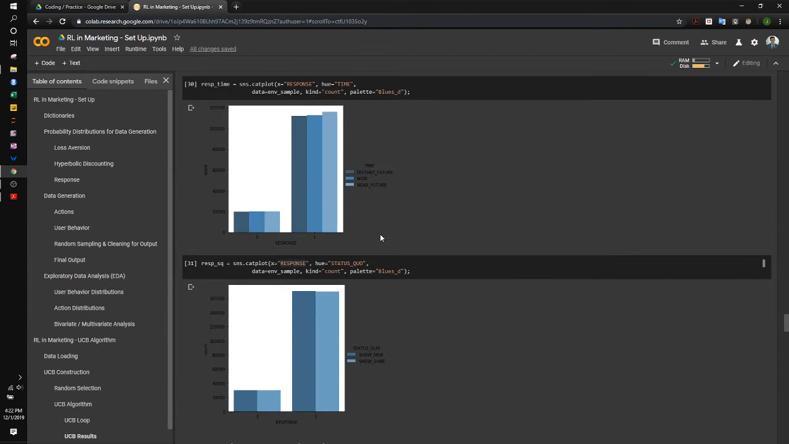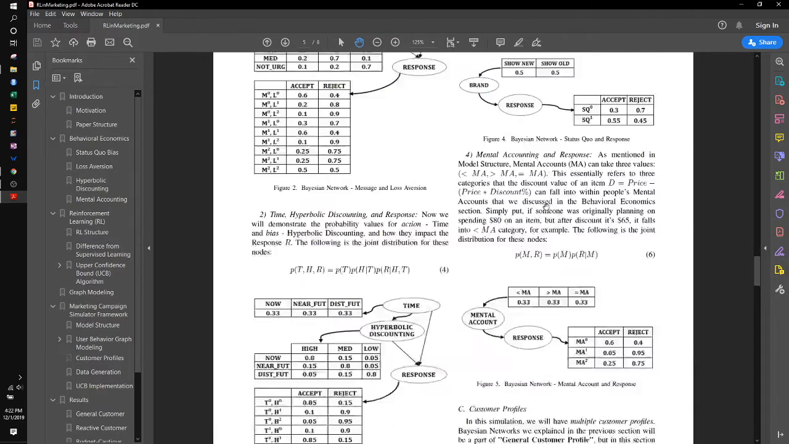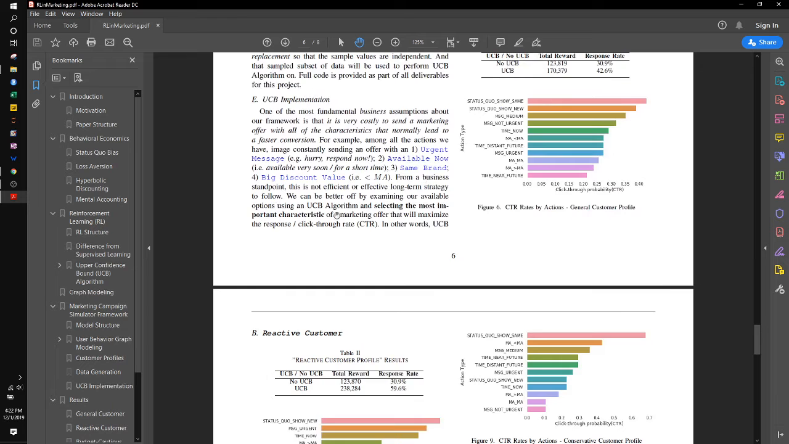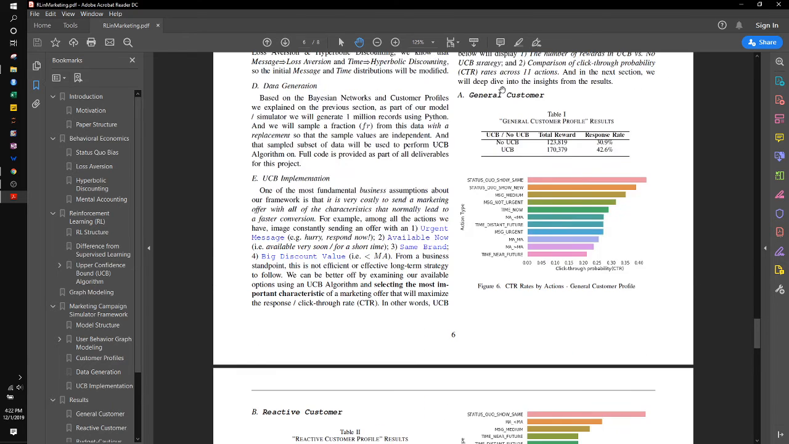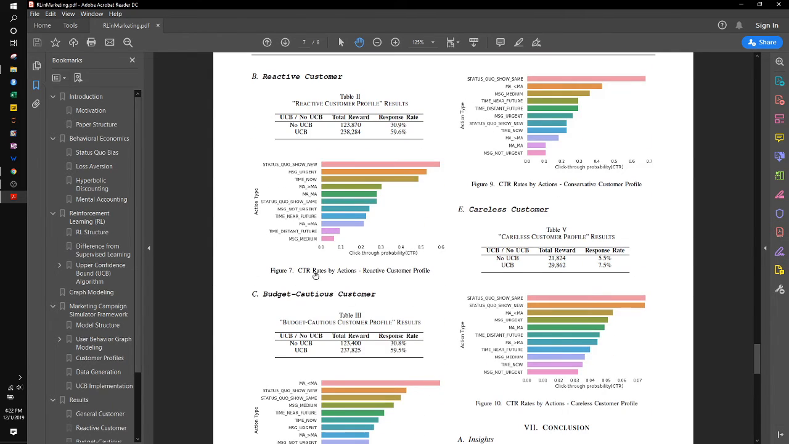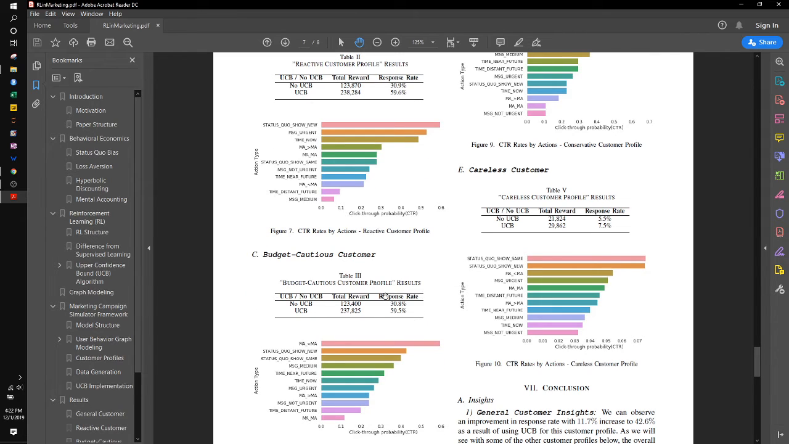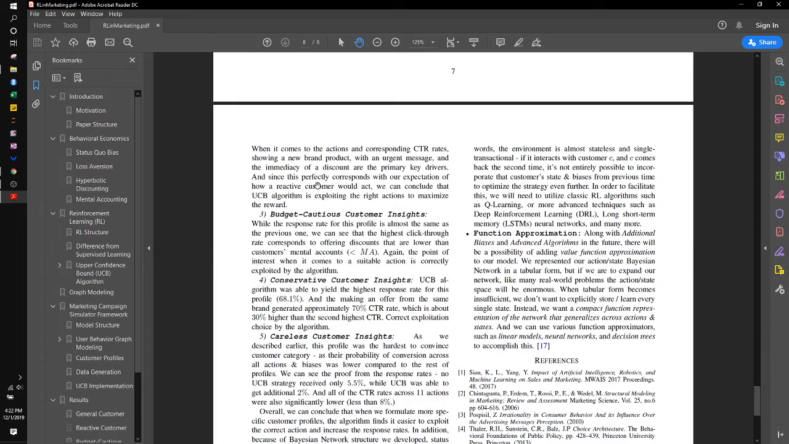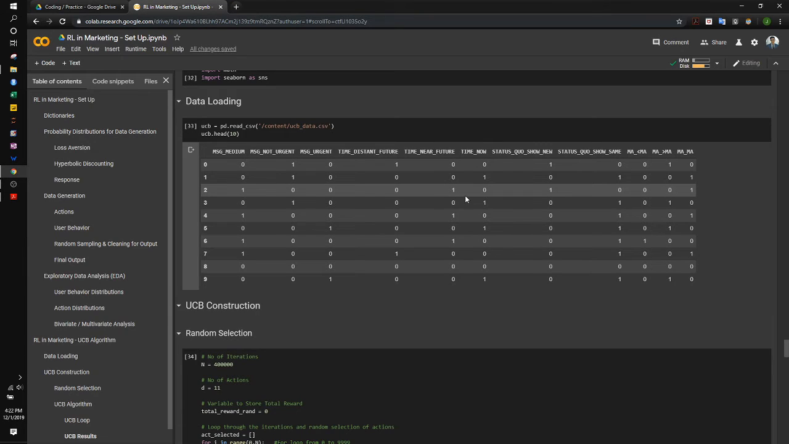But basically, in the results section, we have results for all of our customer profiles. We have the general customer, reactive customer, budget cautious customer, and we provided the response rates, click-through probabilities per action, and then in the insight section over here, we actually wrote up a thorough overview of what those are doing.